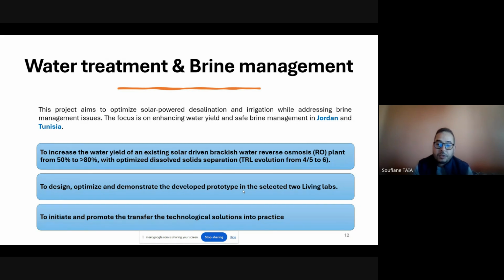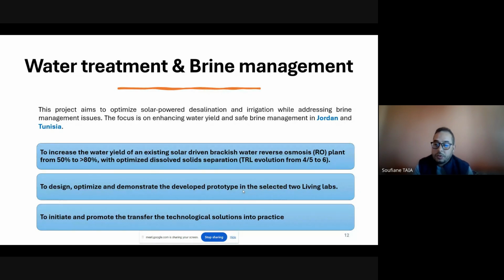This part of the project has three specific objectives. The first one is aiming to improve the efficiency of existing solar-driven brackish water reverse osmosis (RO) plants. The goal is also to increase the water yield from 50% to 80% by optimizing those plants.